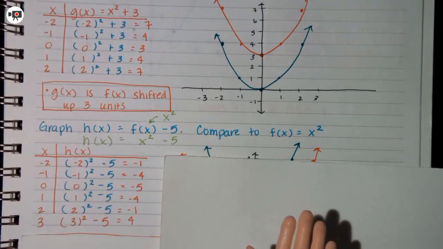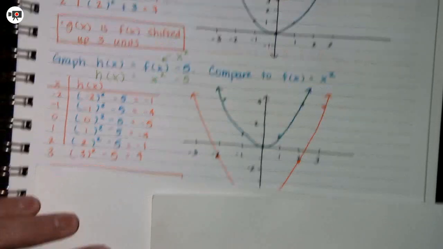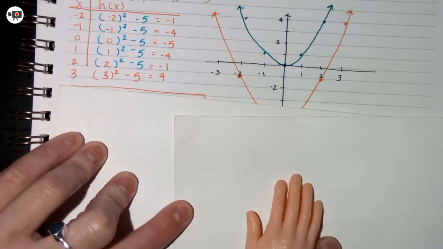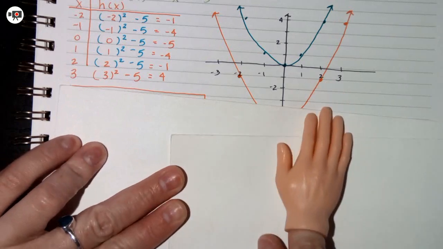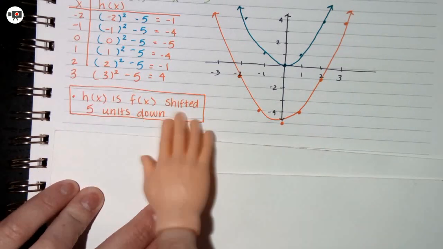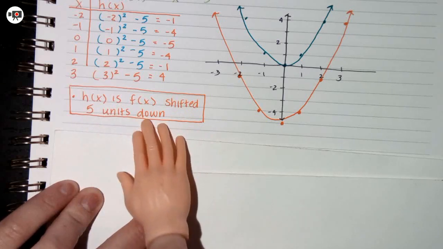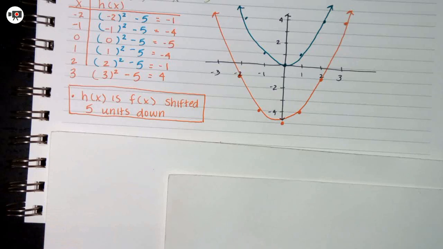Make your table of values to get your points, plot your points, and then we are going to compare, and I can see already that this one is lower here, and so h of x took f of x and shifted it down 5 units. If I were to continue f of x around, it would have the same width, just a little bit higher on the graph.